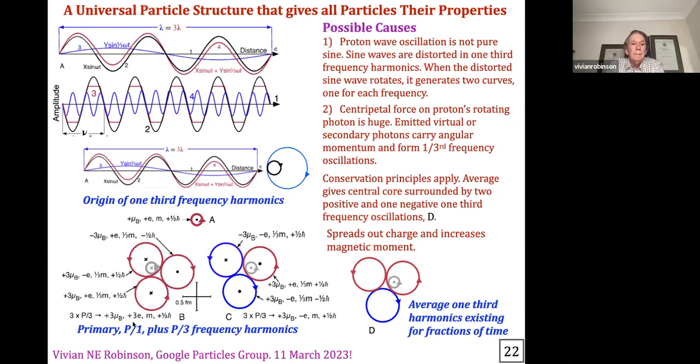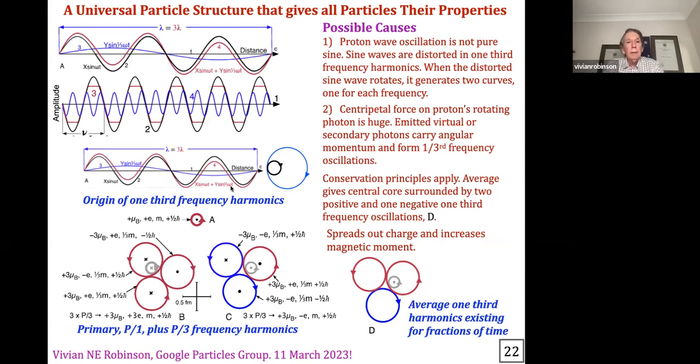Spin is conserved, mass is conserved, but they're all positive. So charge isn't conserved. With equal probability of that occurring, you would have the probability of 2 negative charges and 1 positive charge. Out of the 6, you would have 4 positive and 2 negative, which gives you an average of 2 positive P/3 oscillations and 1 negative P/3 oscillation.